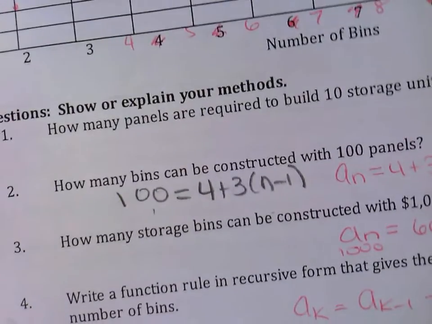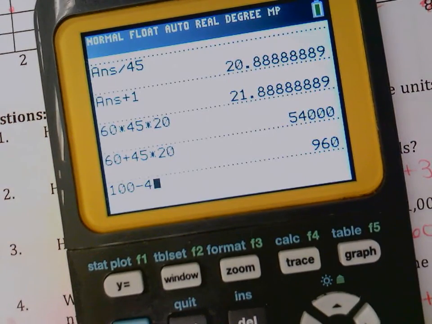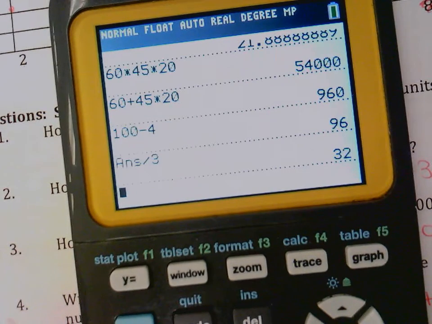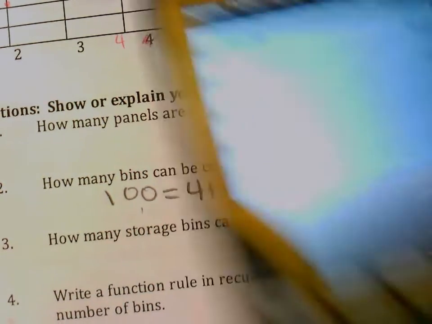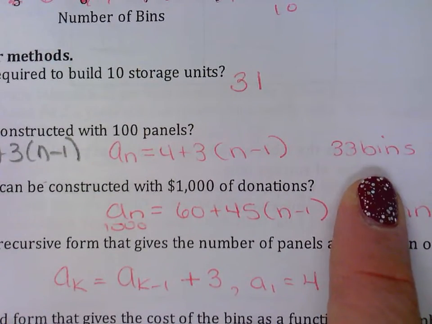So I did 100 minus 4, right, gives you 96. Then 96 divided by 3 is 32. And then if you wanted to get n by itself, you'd still have to add 1, which basically is that original bin built by the 4 panels. So it was 33 bins is how many you could make. So if you got 31 or 32 bins, you were off by 1 because of that idea of n minus 1. And the first bin is the 4 sticks or 4 panels. And then each bin after that is the 3.